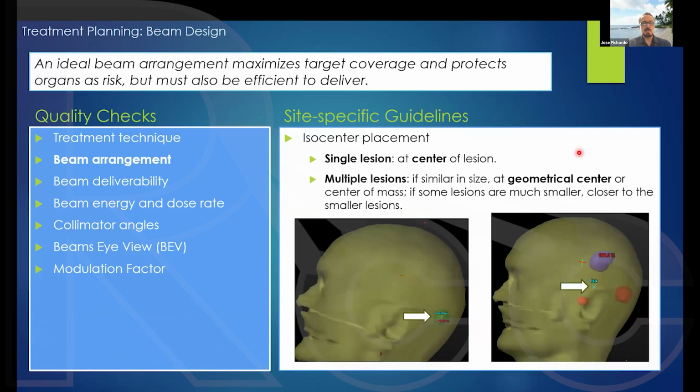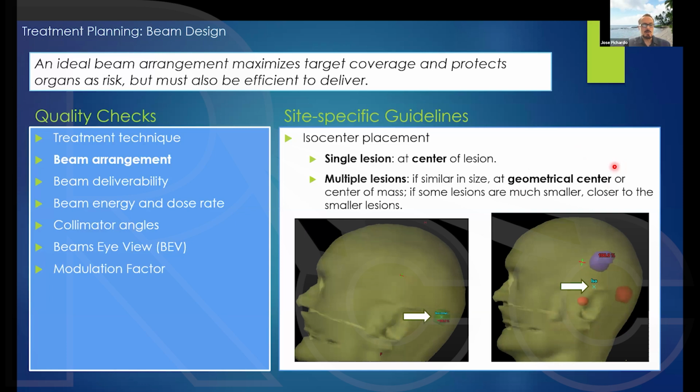So where do you put your isocenter? Well, if you're treating a single lesion, at the center of the lesion, that's ideally where you want it. Why do you want it there? Because if you put it at the center of the lesion, you can guarantee minimal dose to the tissues around the target and maximal dose to the tissues in the target, right? And if you have multiple lesions, where do you put it? Typically at the geometrical center, right?